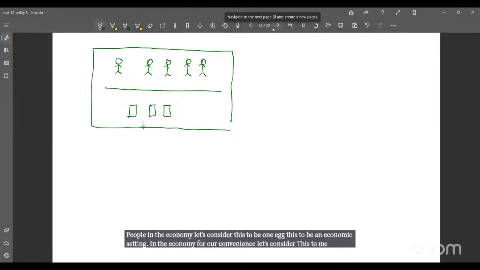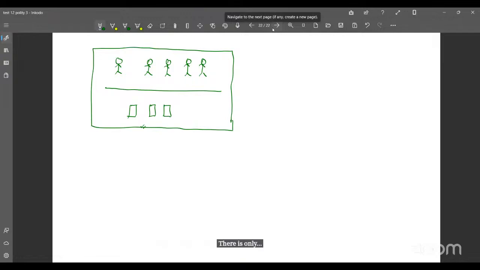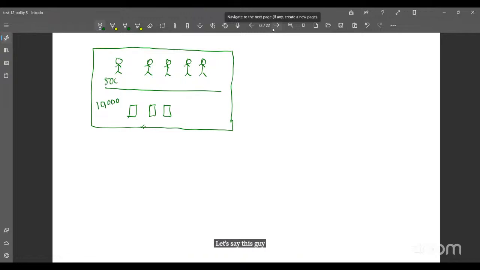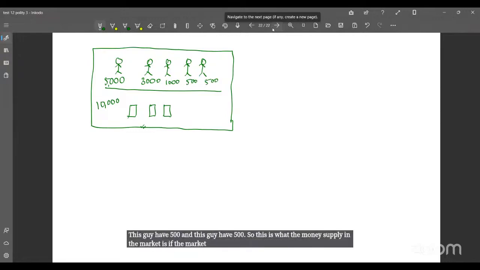இது ஒரு எக்கானமின்னு வச்சு இதுல வந்து என்ன ஆகுது அப்படின்னு பாத்தீங்கன்னா there is only, டோட்டலா வந்து அந்த இடத்துல வந்து எவ்வளவு ரூபா பிரிண்ட் பண்ணிருக்காங்க அப்படின்னு பாத்தீங்கன்னா let's say 10,000 rupees has been printed. Let's say this guy has 5,000 in his hand and this guy has 3,000. This guy has 1,000. This guy has 500 and this guy has 500. So இப்படி இருக்குன்னு வச்சுக்கோங்களேன். So this is what the money supply in the market is. மார்க்கெட்ல மணி சப்ளை இருக்கு. மொத்தமாவே எவ்வளவு இருக்கு அப்படின்னு பாத்தீங்கன்னா 10,000 தான் இருக்கு, இந்த 3 மொபைல் போன்.